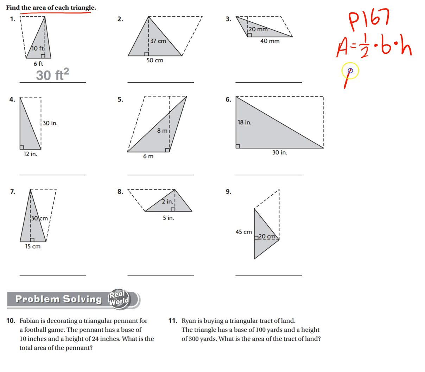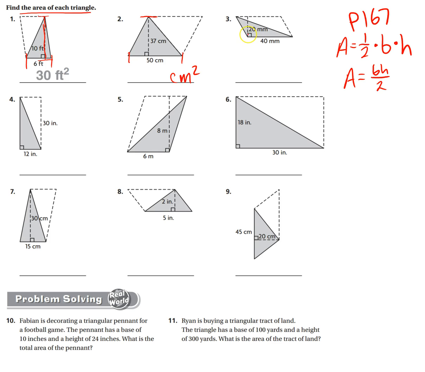And again, just like we talked about before, you can also do it as area equals base times height divided by 2. Both equations do the exact same thing. So here you can see they did 6 times 10, got 60, cut 60 in half, got 30. Here you're going to multiply 50 times 37, and then divide it by 2, or you can do half of 50, which is 25. 25 times 37, and then that would get your answer. But don't forget, it's going to be in centimeters squared.